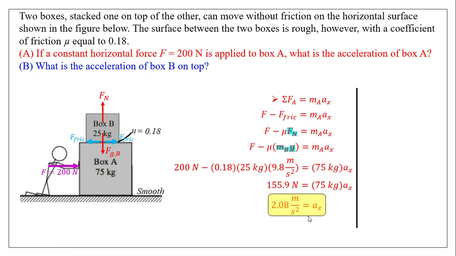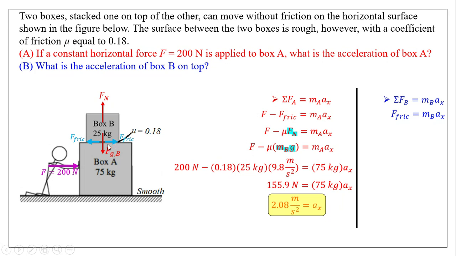All right, let's do the acceleration for part B. It says, what is the acceleration of the top box B? In order to do the physics for the top box B, we would just set up Newton's second law for the top block. It would be net force of box B, which is equal to mass B times acceleration. But the only force that's causing box B to move is this particular friction force here.